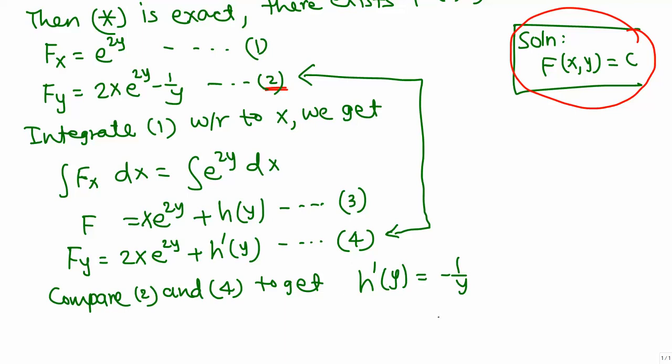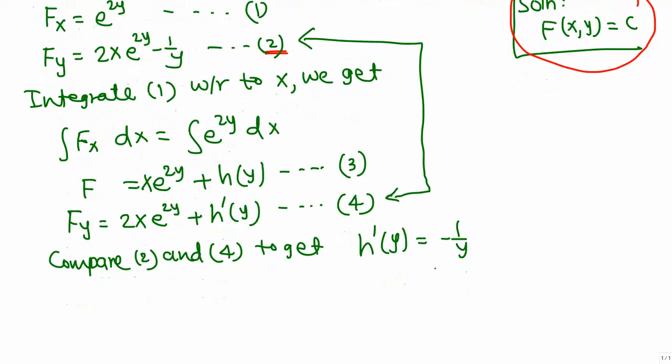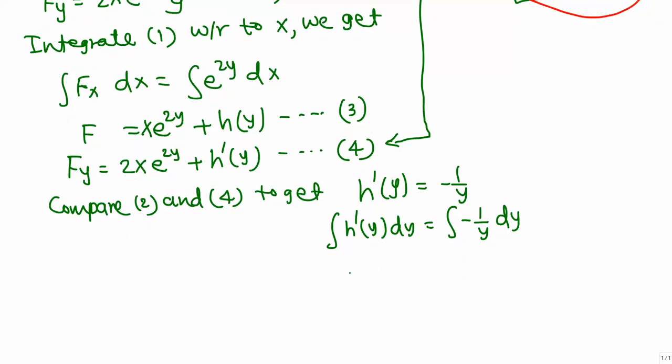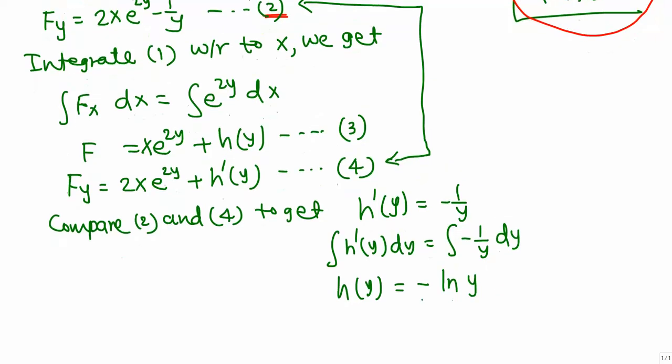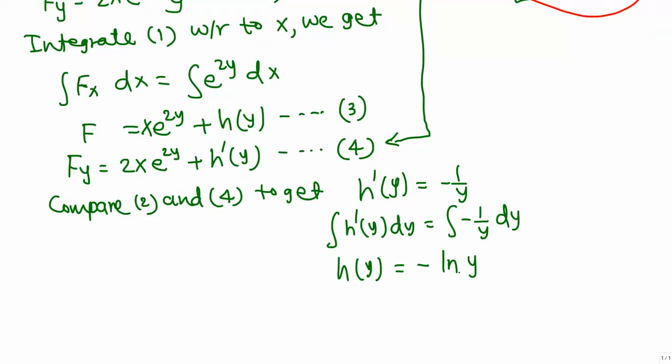Now we can integrate both sides with respect to y. So the integral of h prime of y dy equals the integral of negative 1 over y dy. This will be just h(y) equals minus the natural log of y, since the integral of 1 over y is the natural log of y. We already assumed y is positive, so no need to put an absolute value. Plus c is not needed, since it will be absorbed. Even if you write plus c, it will be absorbed when we write down the final solution. So h(y) is negative natural log of y.